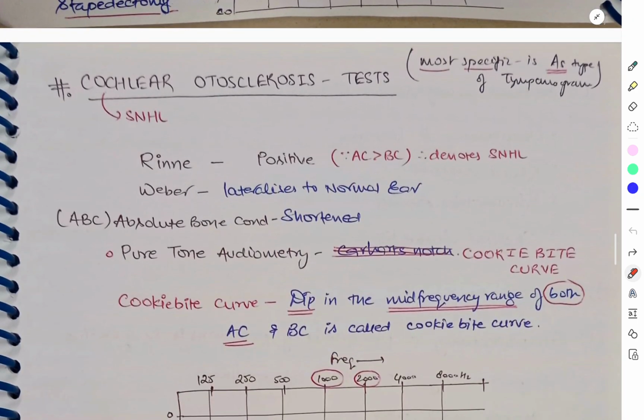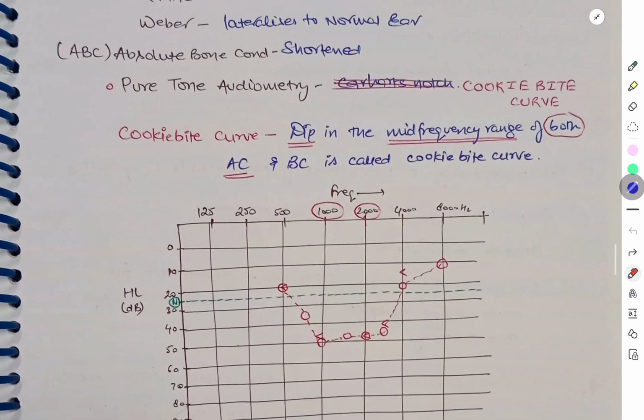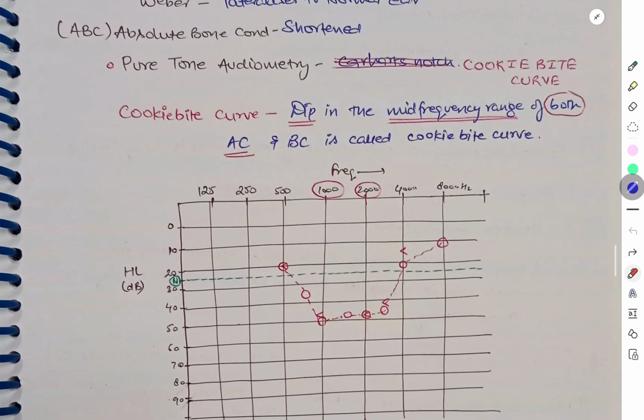Coming to cochlear otosclerosis, the most specific is the A type tympanogram. Since cochlear is SNHL, here we have SNHL, Rinne's positive. Air conduction and bone conduction denote SNHL. Weber lateralizes to the normal ear. Absolute bone conduction is shortened. In pure tone audiometry you will have the cookie bite curve. Cookie bite curve means a dip in the mid frequency, of both air conduction and bone conduction. So this is the cookie bite curve.